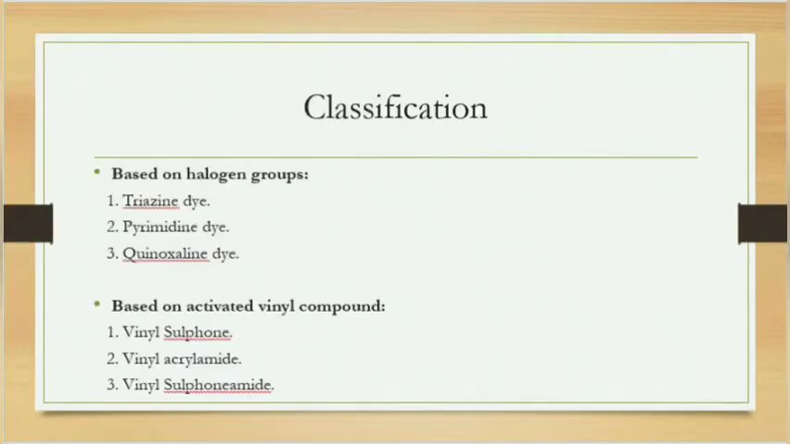When we classify reactive dye according to various types, we get various types of reactive dye. Based on halogen groups, reactive dyes are of 3 types: triazine dye, pyrimidine dye, quinoxaline dye. When we classify it based on vinyl compounds, we get 3 types: vinyl sulfone, vinyl acrylamide, and vinyl sulfonamide.